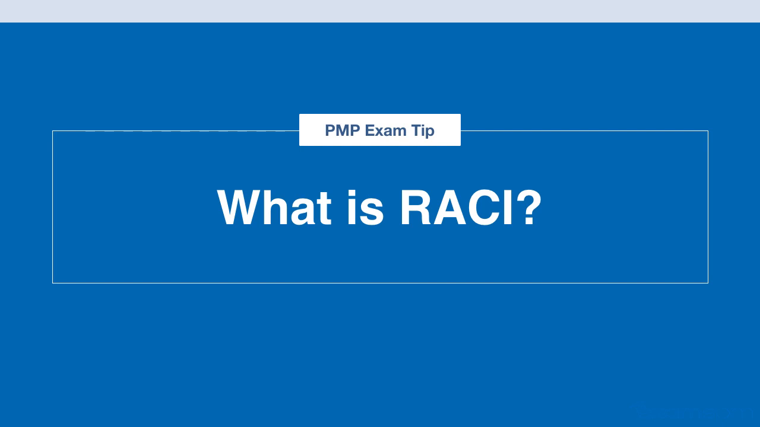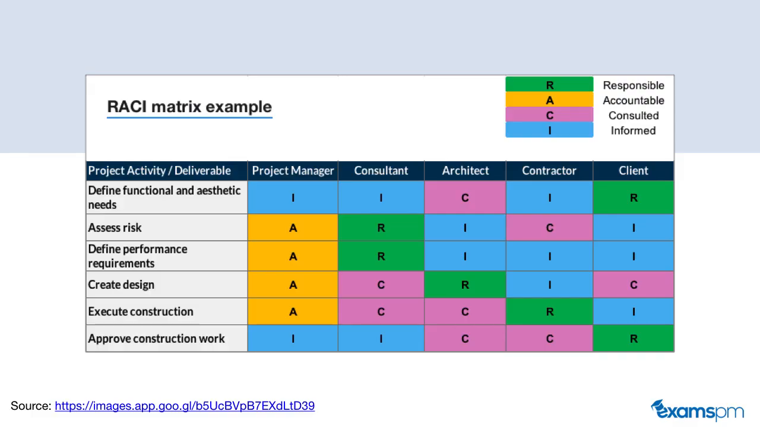So a RACI chart is a type of responsibility assignment matrix, otherwise known as RAM, that shows the roles and tasks assigned to each team member visually. Here is an example of a RACI matrix. What you can see here is that all of the activities are listed in the rows, and the different tasks, different functions within the project are listed in the columns, and in the intersection you have the acronym R, A, C, or I.